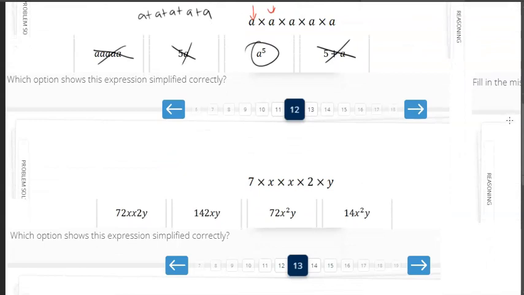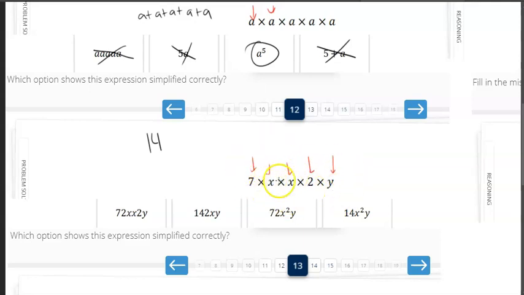Which option shows this expression simplified correctly? Now we can see that all of them are being multiplied together, and we've got a combination of numbers and 2 sets of letters. We should just break this down into 2 different parts, getting the numbers collected together. So we have a 7 and we have a 2. What is 7 times 2? This is 14. So that's the number component done. If there was another number being multiplied as well, you would also multiply that accordingly. If it was plus, you would just leave this alone. You just make sure that you multiply the relevant numbers that are in the whole expression.